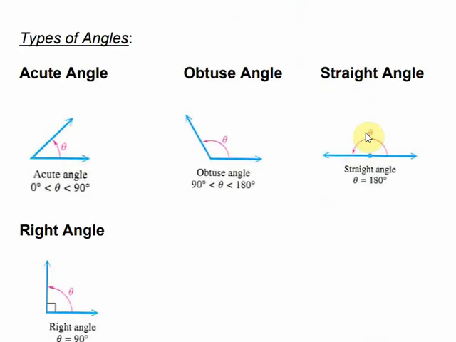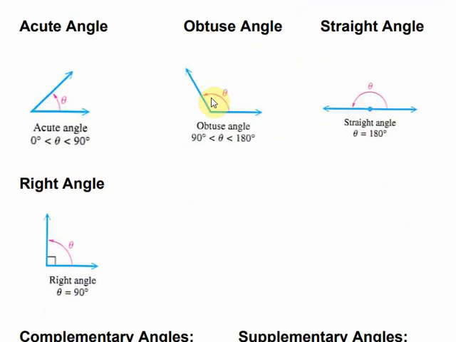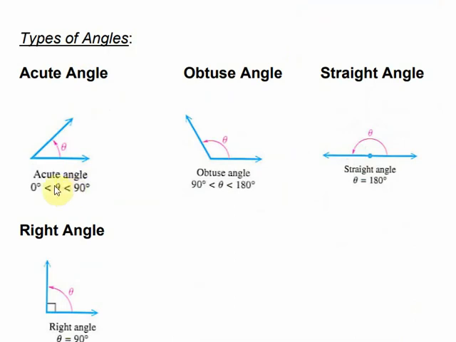The different types of angles are as we see here. We have an acute angle, which is any angle that is between 0 and 90 degrees. An obtuse angle is any angle that's between 90 and 180 degrees. A straight angle is just like it says, it's a straight line, and that would measure 180 degrees. That's halfway around the circle. Half of 360 is 180. And then we have a right angle, which has a measure of 90 degrees.